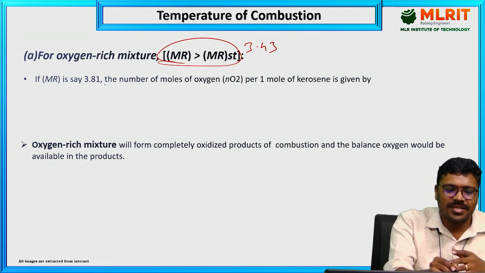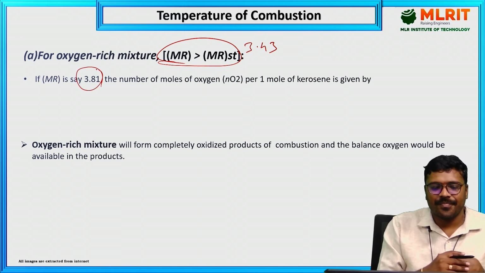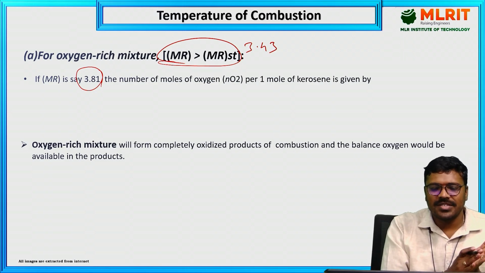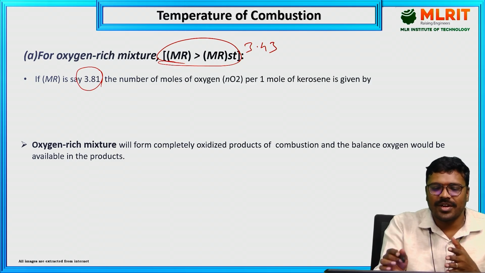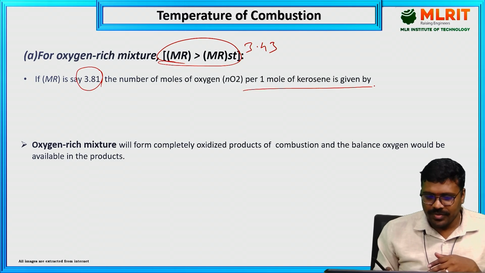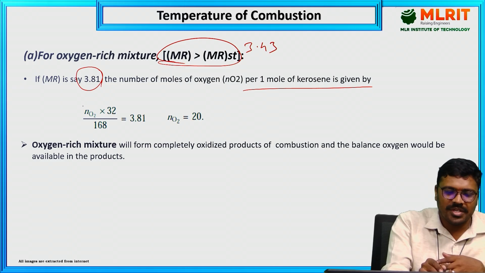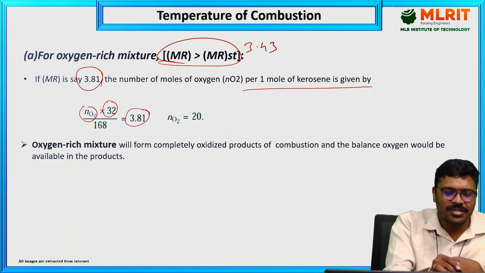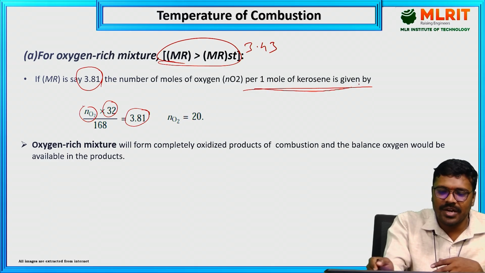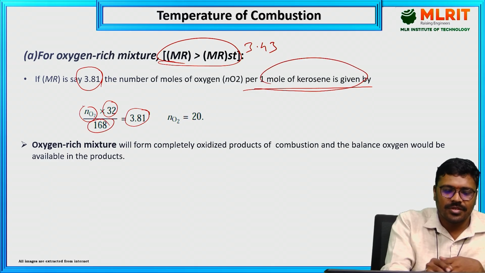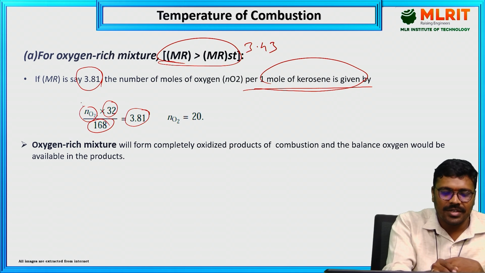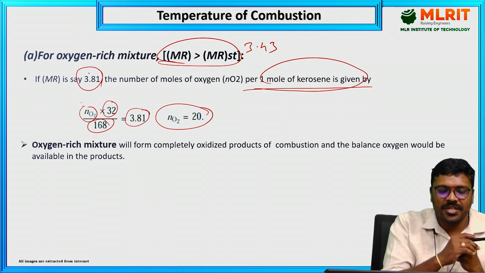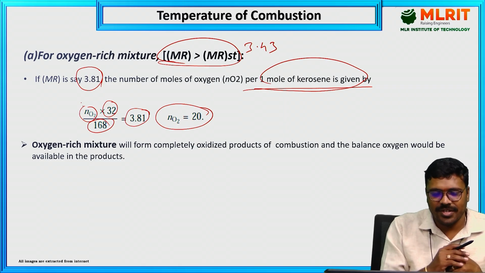I am considering the mixture ratio as 3.81. Then the number of moles of oxygen to be provided for 1 mole of kerosene has to be found. You know the equation for mixture ratio: mixture ratio is 3.81, and we substitute the number of moles of oxygen times its molecular mass, and 1 mole of kerosene, which is 168. If you solve this, you will get 20 moles of oxygen to be provided for a mixture ratio of 3.81.